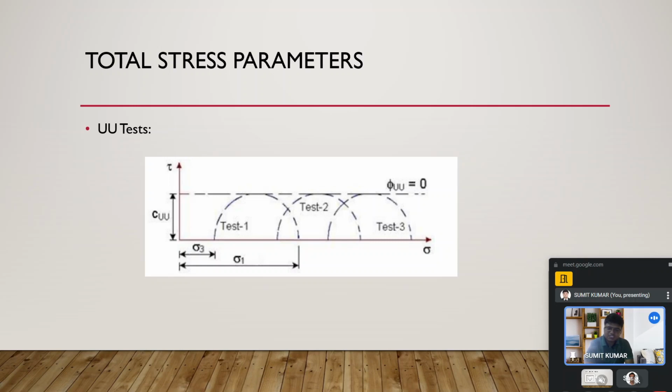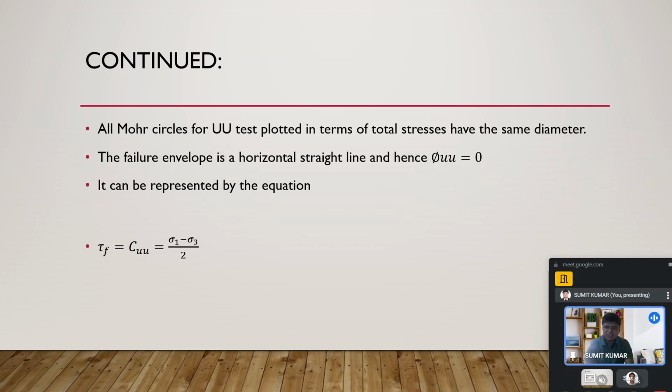So the UU test implicates the real field clay conditions. The cohesion is known and the angle of internal friction is zero. Similarly, when we perform any other test like the CU and CD test, the outputs we are getting will be shown over here with the help of diagrams. All Mohr circles for the UU test are plotted in terms of total stress. This must be understood in terms of total stress, not in terms of effective stress.